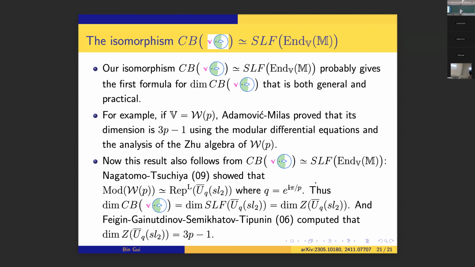So this gives an example of how to use that general formula to explicitly calculate the dimensions of torus conformal blocks. Okay, so I think I'm going to stop here. Thank you very much.